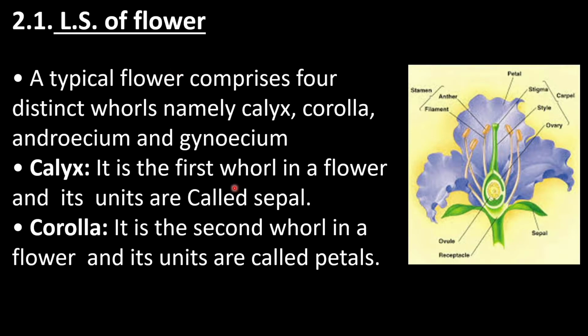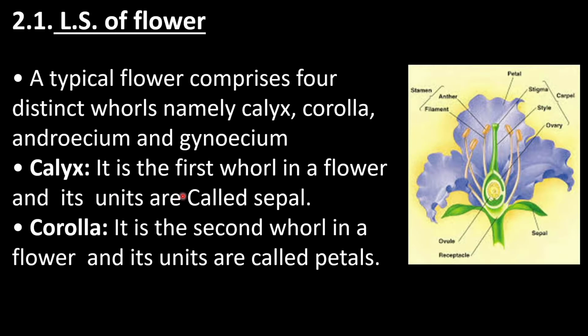So flower is a specialized reproductive shoot for sexual reproduction in angiosperms. The stalk of the flower is called a pedicel. Swollen part of pedicel is called a thalamus. On the thalamus, the four whorls are arranged. A typical flower consists of four whorls, namely calyx, corolla, androecium and gynoecium.